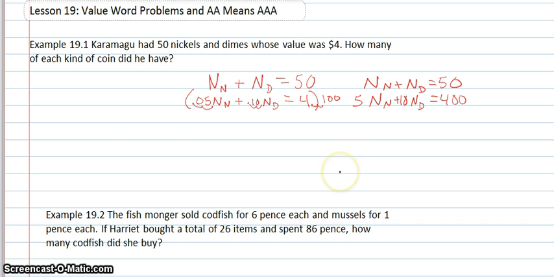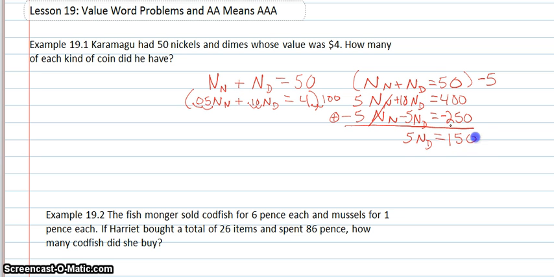Alright, then you can use substitution or elimination to solve for either the nickels or the dimes. I'm going to use elimination, so I'm going to multiply the top equation by a -5. So I'll have -5 n sub n minus 5 n sub d equals -250. Then I'll add these two equations I have at the bottom together. So the number of nickels would cancel, and I would have 5 times the number of dimes equals 150.